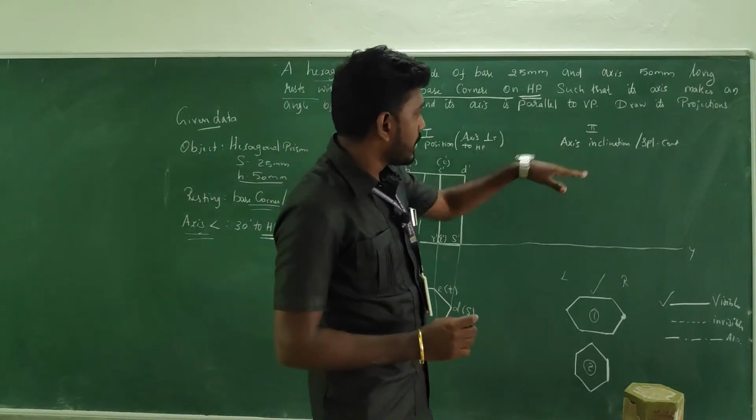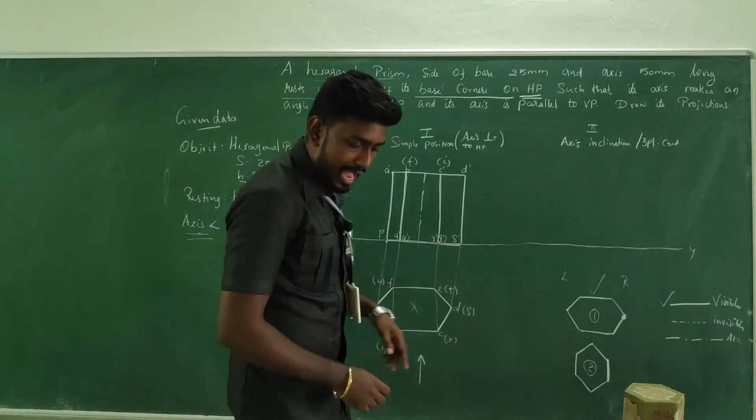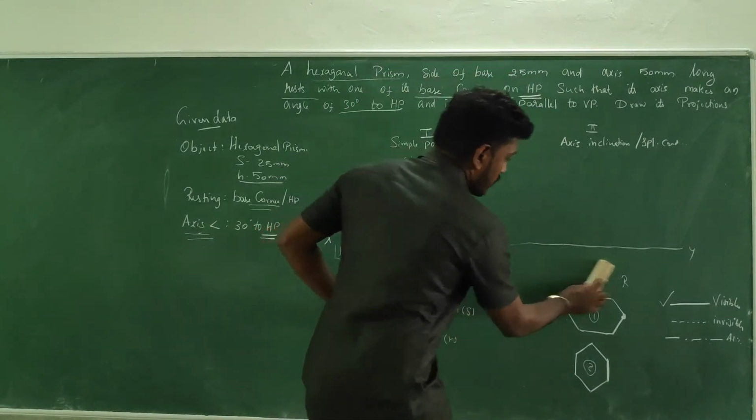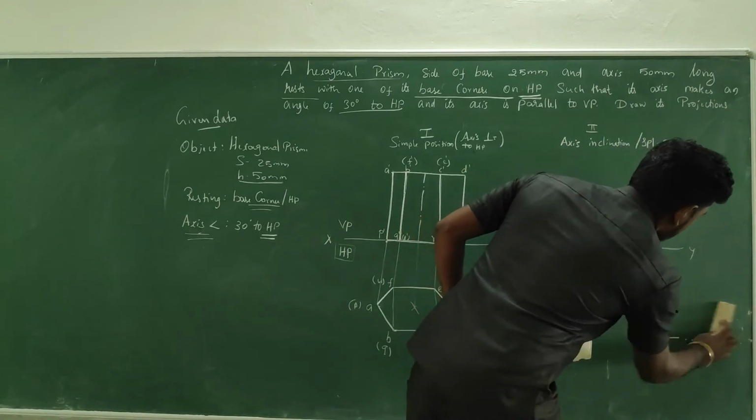Let me move to the second stage, axis inclination. Okay, axis inclination. So the axis is inclined 30 degrees to HP.